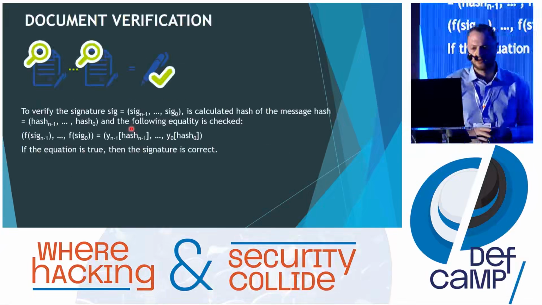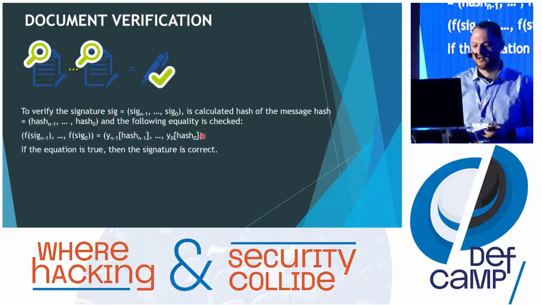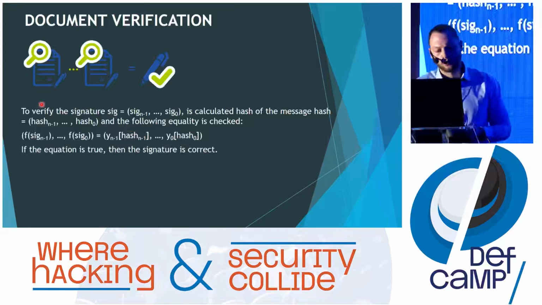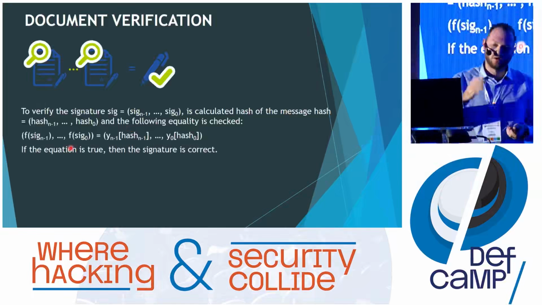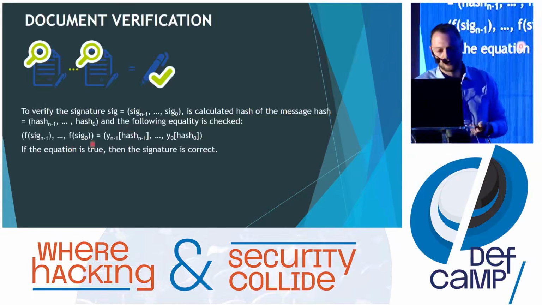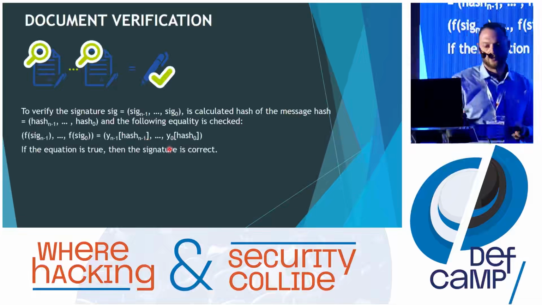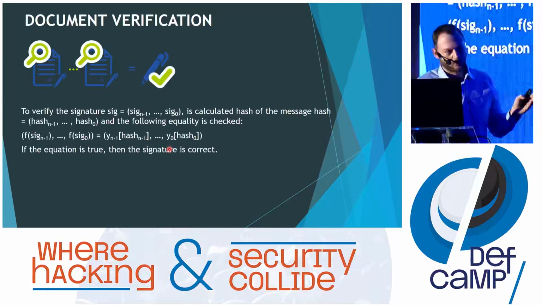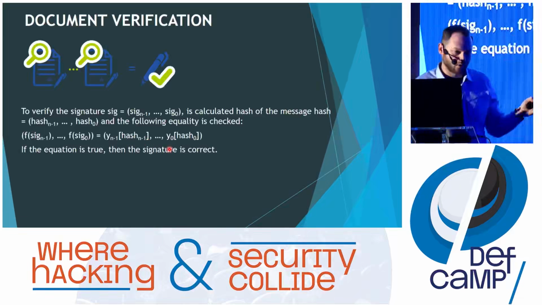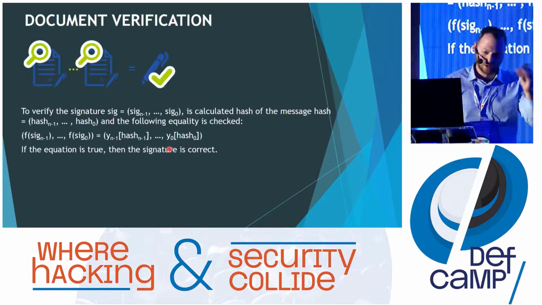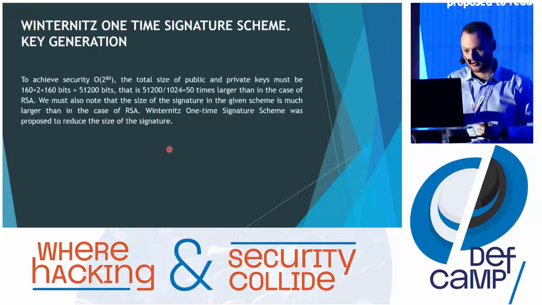Okay, to verify the signature, we apply the following equality. We apply the one-way function to our signature and compare it with the hash of our message. Why hash? Because the message can be of any size. First of all, we hash it to get the n-bit message, and we work with that.